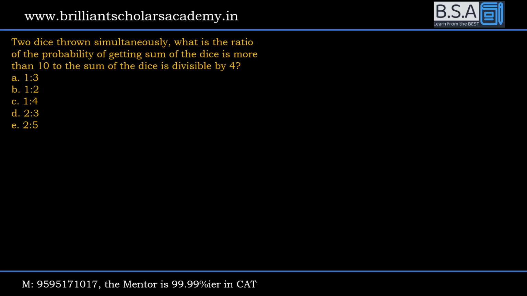Try this. 2 dice are thrown simultaneously. What is the ratio of probability of getting the sum of dice is more than 10 to sum of dice is divisible by 4? थोड़ा आप संभल के देख के, बेसिकली दो प्रोबेबिलिटी कैलकुलेट करनी है. 10 से ऊपर सम आने की प्रोबेबिलिटी क्या है और 4 का मल्टीपल होने की प्रोबेबिलिटी क्या है. उनका सम शुड बी मल्टीपल ऑफ 4. बनाओ आप लोग, ट्राई करो. टेक 2 minutes, 3 minutes.